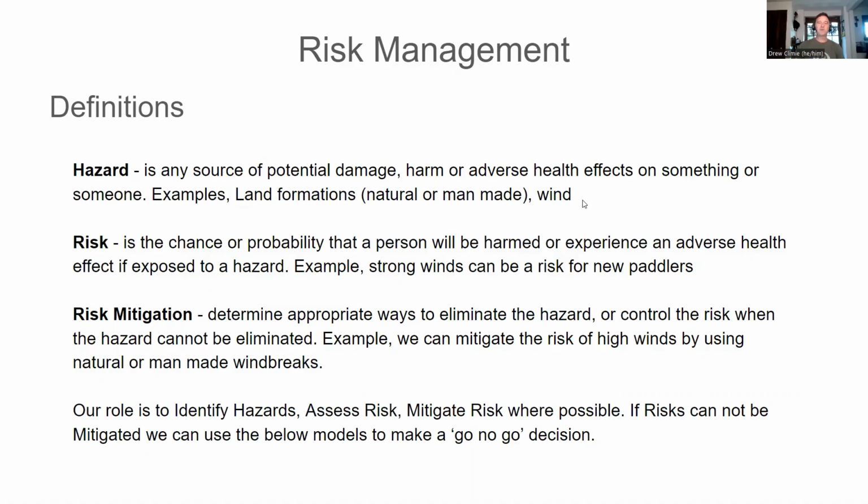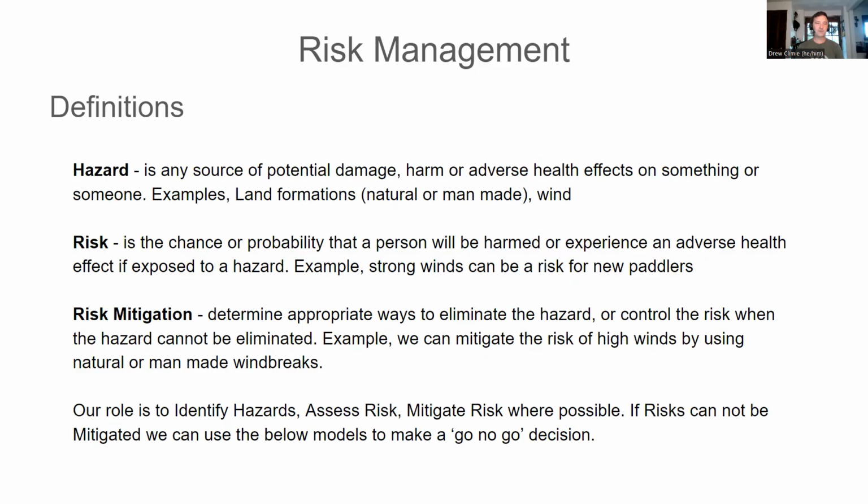Starting with hazard, I look at hazard as that first thing that we're looking for. Hazard is any source of potential damage, harm, or adverse health effects on something or someone. Examples: land formations, natural or man-made, wind. Hazards can pose a risk to equipment. It can pose a risk to the participants in the class. It can pose different risks. So we have hazards. Then we have risk. Risk is the chance or probability that a person will be harmed or experience an adverse health effect if exposed to a hazard. Example: strong winds can be a risk to new paddlers.